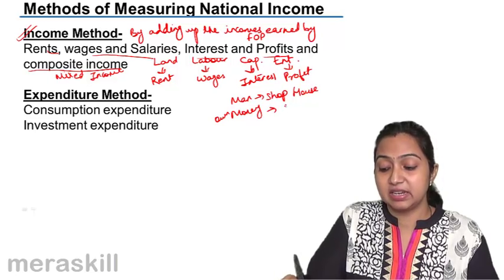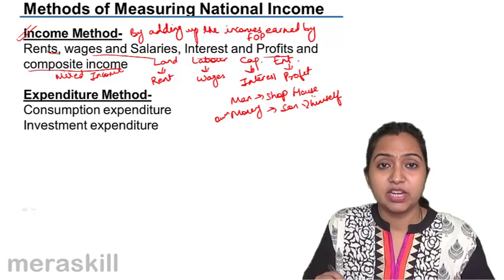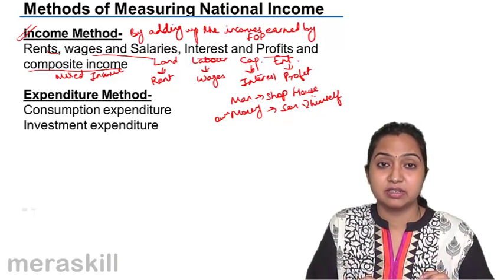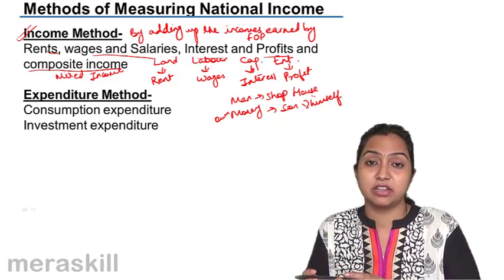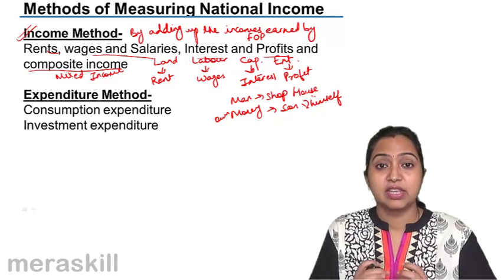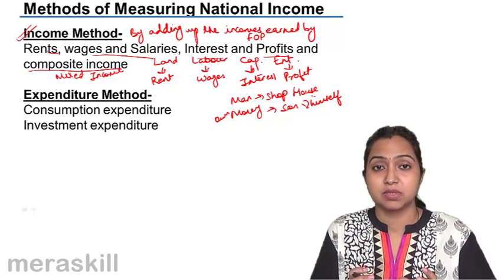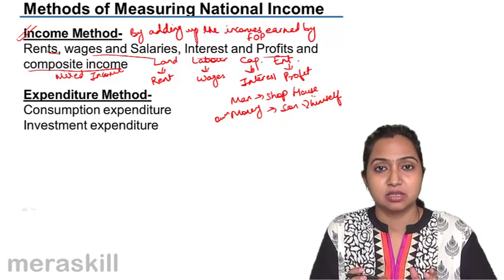And he and his son are providing services. Now, how can he differentiate the income that he has earned? Will he differentiate that this will go as the rent, this will go as the salary to my son, this will come as my earning as profit? He cannot distinguish these incomes. So, these are grouped as composite income or mixed income.